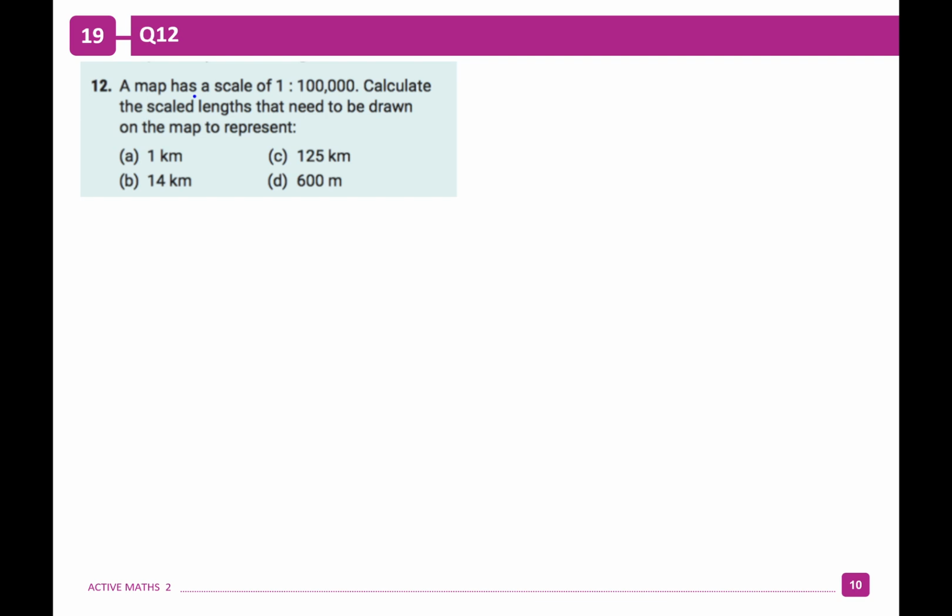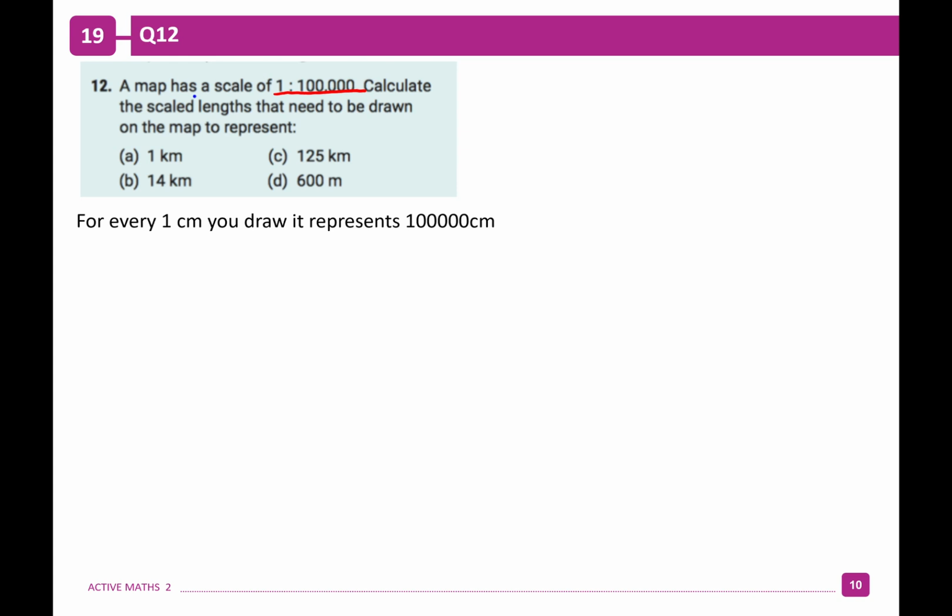Okay, let's try another one. A map has a scale of 1 part to 100,000. Calculate the scaled lengths that need to be drawn on the map to represent 1 kilometer, 14 kilometers, 125 kilometers, and 600 meters. All right, the first thing you need to know in these questions is what your scale represents.